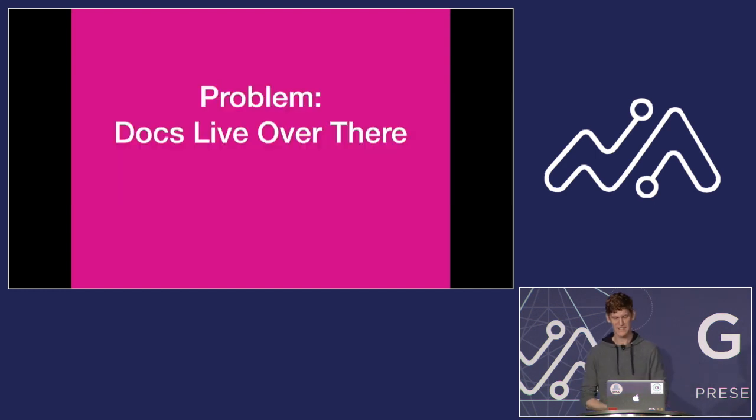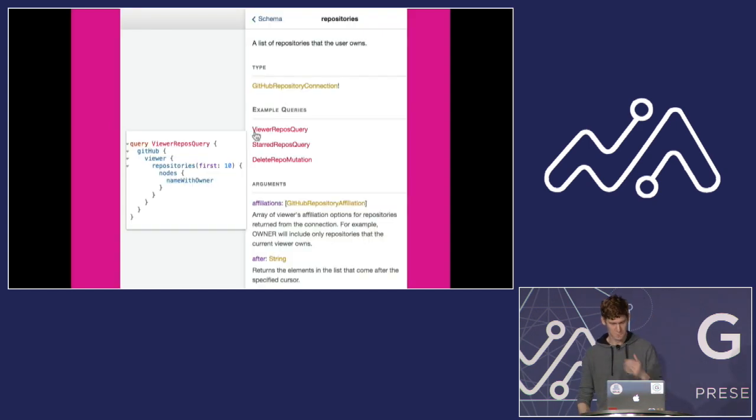So another problem is the docs, they live somewhere else in another system. And they're not where we want them, right? Because we're in GraphiQL. This is where we're trying to solve our problems. And the docs, they live in an internal wiki or on /docs or something like that. So the solution here, I think, is to bring those docs into context, right?